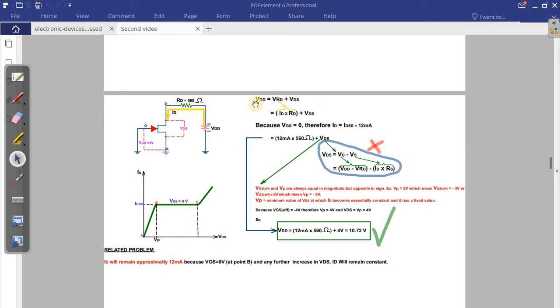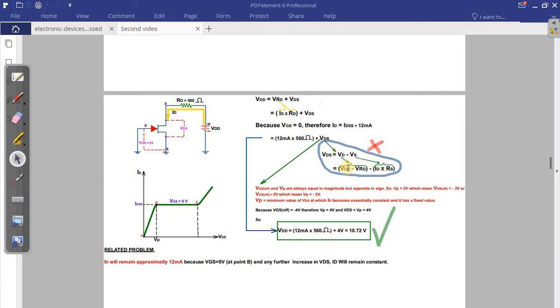So now I can say VDD, because we don't have a resistor here, VDD will be equal to VRD plus VDS, and VRD is equal to what? It's the voltage that we measure here, which is the current times the resistor, ID times RD. And then I say ID is equal to IDSS, because VDS is equal to 0 regarding the question that they give me. And now automatically it's going to be 12 times 560 plus VDS.